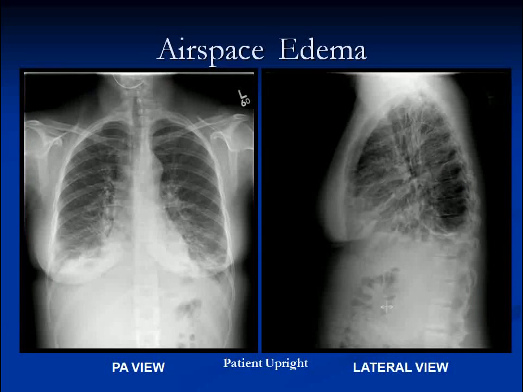And if the patient is upright, this is what it's going to look like. Upper lobes are going to be fairly normal in appearance, but there's bilateral lower lobe consolidation, small bilateral effusions. So all of the changes are in the bases if the patient is upright.